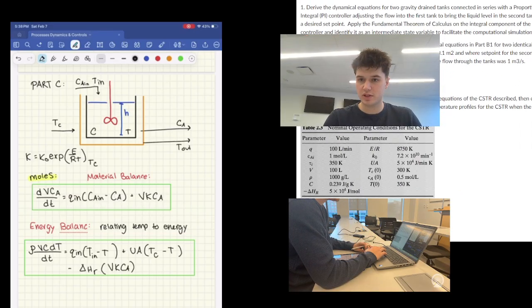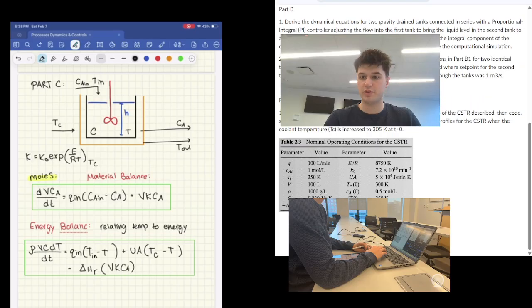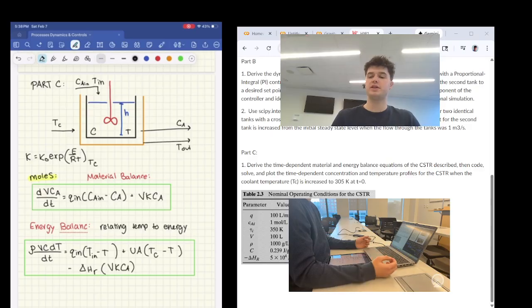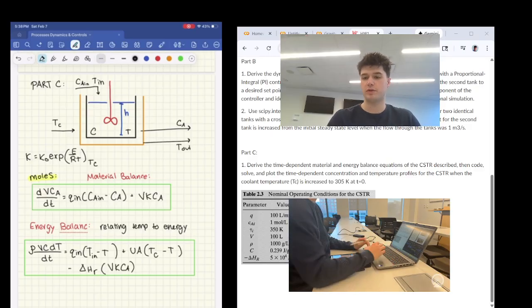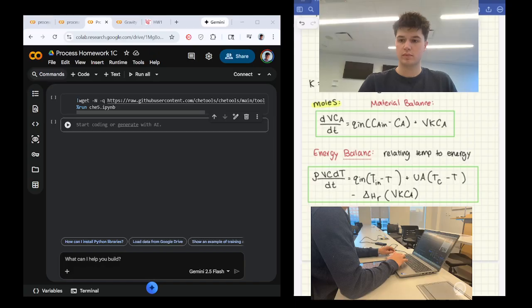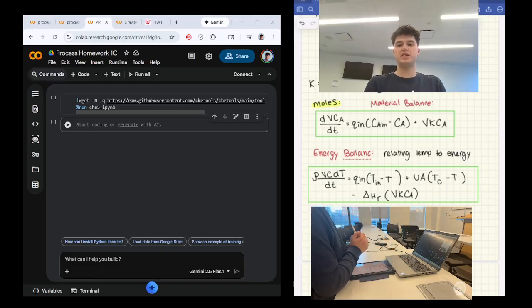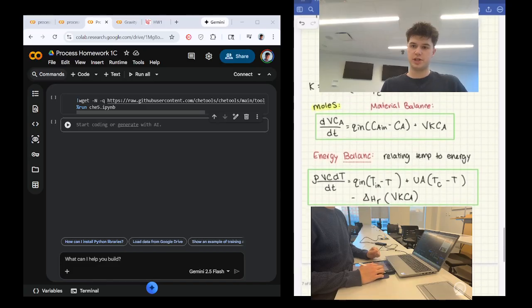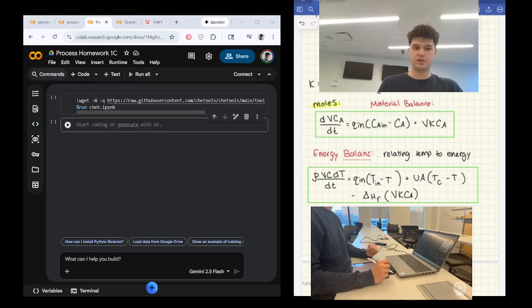We will be using that little table in between us, along with the temperature increase to 305 starting at T equals 0. And we will code, solve, and plot this time-dependent concentration and temperature profile. So as you can see, I have moved into Google Colab. I have left these two equations below me, just so you are aware of what we are working with.